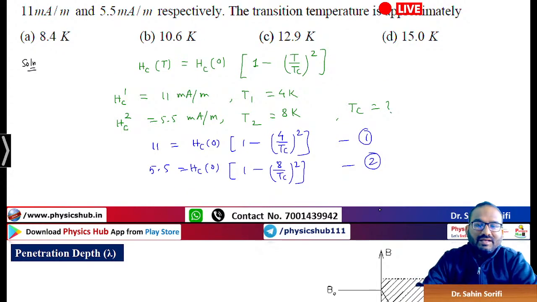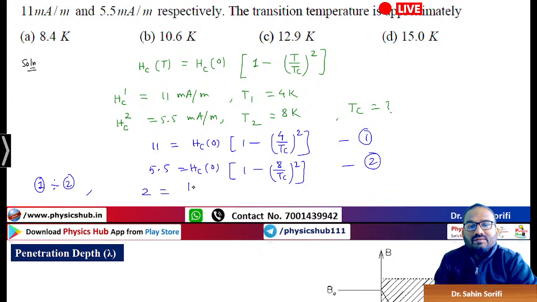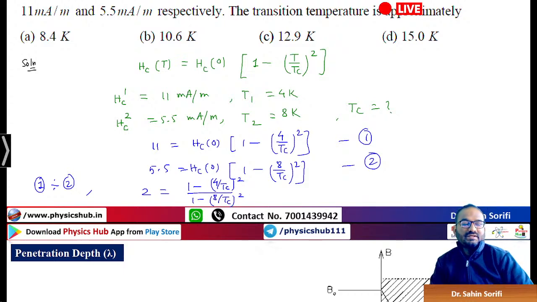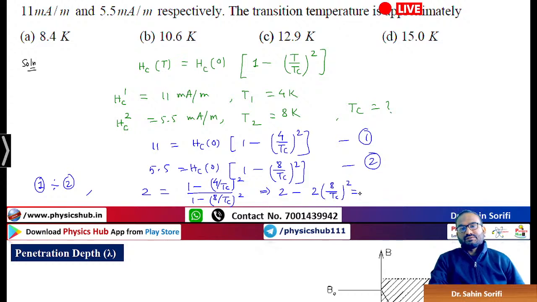So if you just divide 1 by 2, 5.5 into 2 is equal to 11, right? So 11 by 5.5, that is 2. Hc0 getting cancelled, it is equal to 1 minus 4 by Tc whole square divided by 1 minus 8 by Tc whole square. From this we have to calculate the value of Tc. So 2 minus 2 into 8 by Tc whole square is equal to 1 minus 4 by Tc whole square.